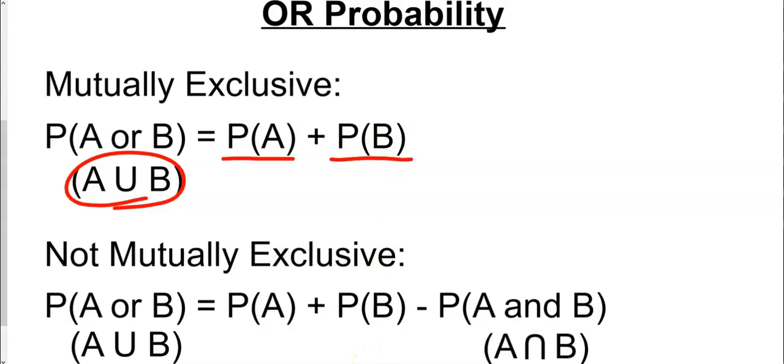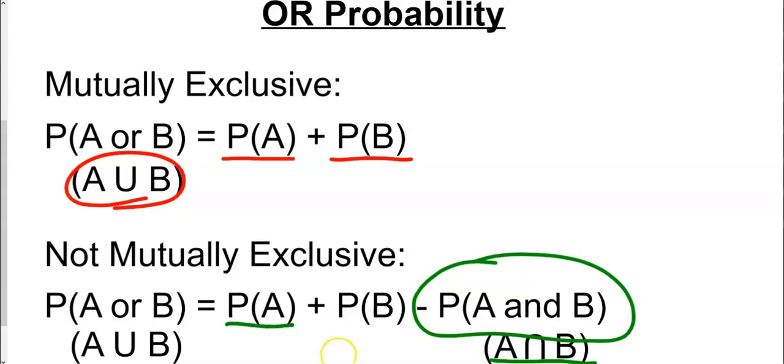But if the events are not mutually exclusive, so the events can happen at the same time, what you see here is we get an added piece where we have to subtract off those that are in common. So that's the probability of A and B, and you can see the intersection sign right down here, A intersect B. The reason we have to subtract that out is because when you figure out the probability of A and the probability of B, you are basically adding the same idea twice.